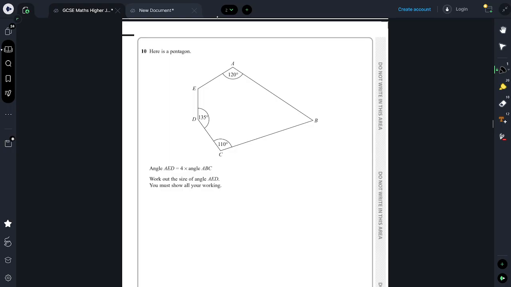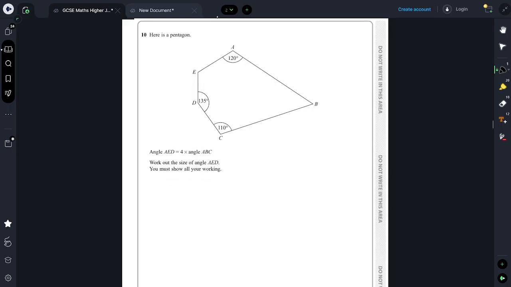Okay, here we are given a pentagon. A very key point here: it doesn't say regular pentagon. So you have to be careful here. Not all the angles or sides are going to be the same. But that's just something to note.